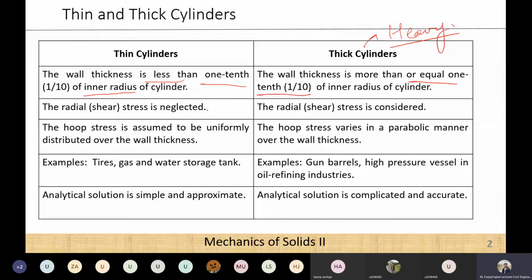And also, if you remember, in the case of thin cylinder, the radial stresses were neglected. What was the reason for that? Because they were not designed to carry heavy loads. Therefore, the internal pressure was very small, and due to which the radial stress, which was equal to the internal pressure, was also small, and that is why we used to neglect these radial stresses. But in the case of thick cylinder, you will see that these radial stresses can't be neglected. They are relatively comparable to the other two stresses, which are hoop stresses and longitudinal stresses.